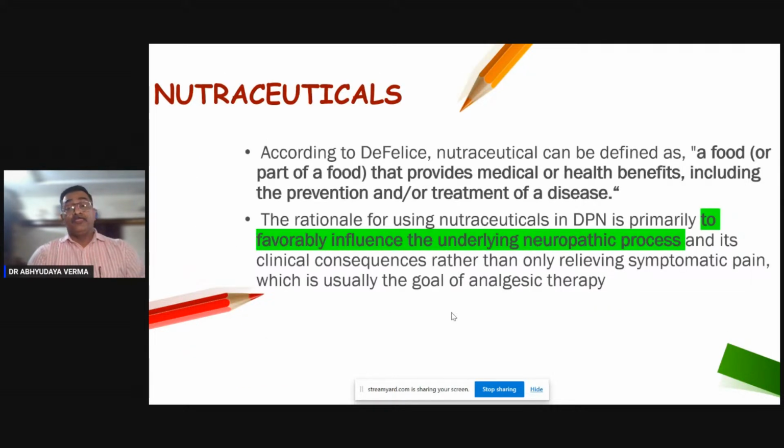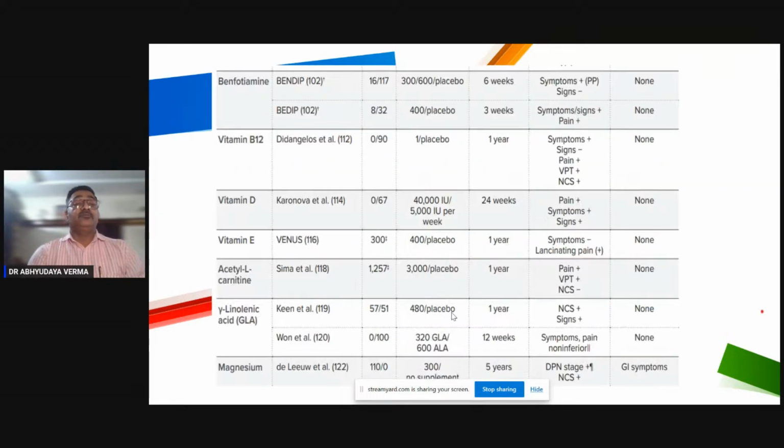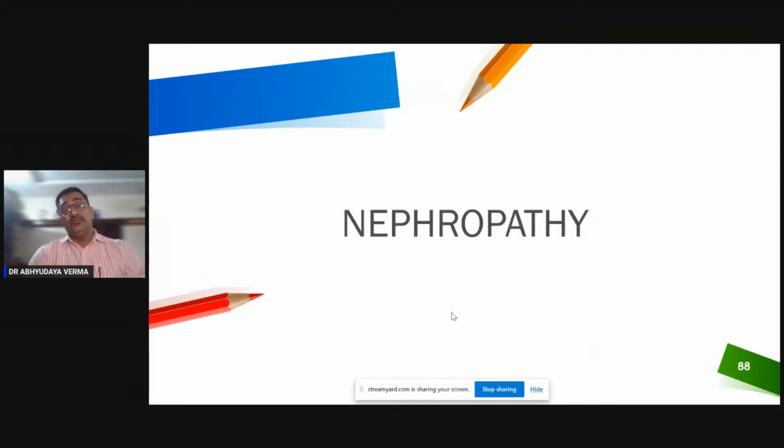Nutraceuticals, yes, they favorably influence the underlying neuropathic process. So basically, they provide health benefits. And for this, we have alpha lipoic acid, which has shown promising benefits, benfotiamine, B12, vitamin D, E, acetyl L-carnitine, gamma linolenic acid, and magnesium. They've all shown to help. They may not be able to treat, but yes, they support the whole treatment therapy.